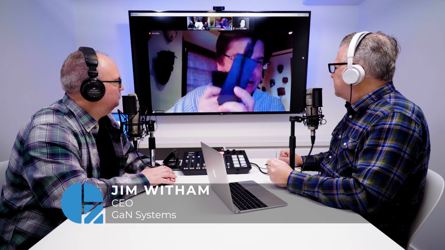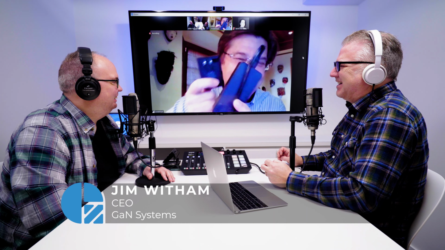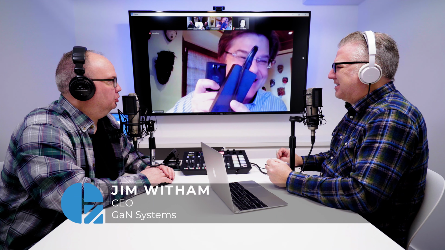Kind of the only problem I have right now is I'm still carrying around this old brick so that I can show people how sexy the new GaN adapter is. So it literally is a brick in my backpack because I don't use it anymore. That's a good problem to have, I think.